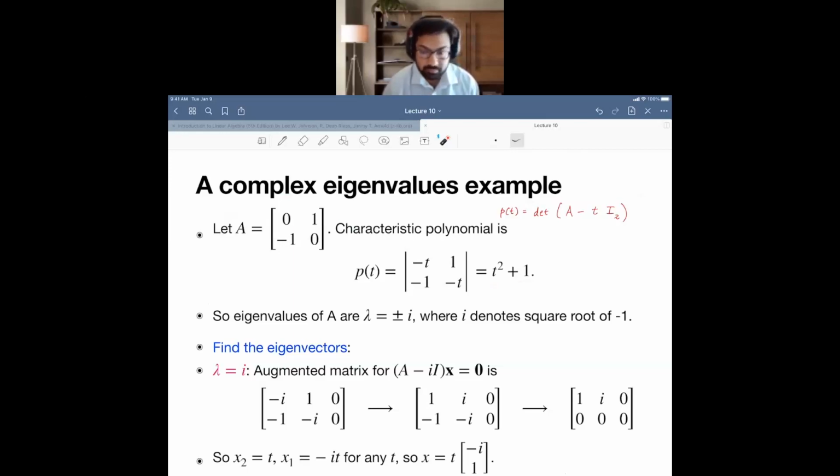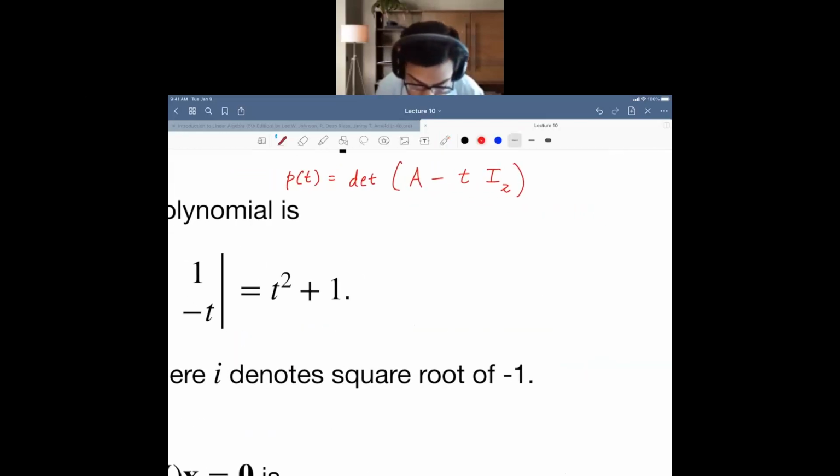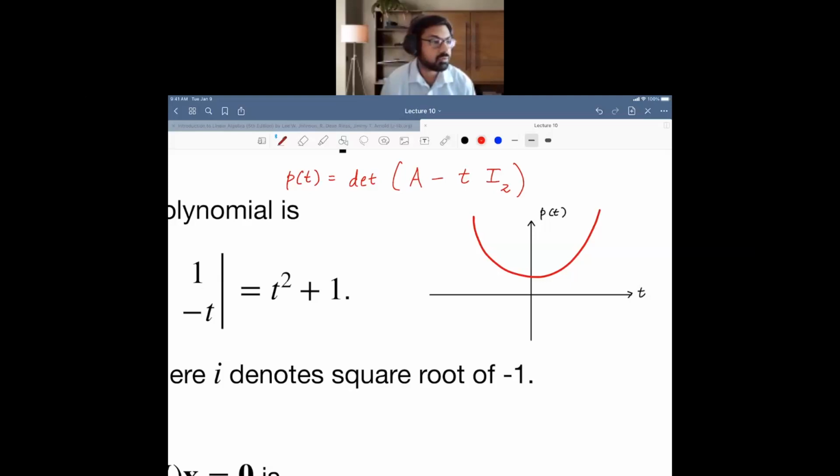Now t squared plus 1, if you try to sketch it, on the x-axis you have, say, t, and on the y-axis you have p of t, and you have, in this case, t squared plus 1, right? So t squared plus 1 is going to be doing that, and you can see that you need two roots for this, right? T squared plus 1. So it's a quadratic in t. You know that there are two roots, but it is not crossing the x-axis, which means that both those roots will be complex. And in fact, they will be complex conjugates of each other.